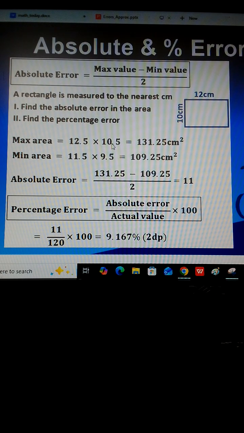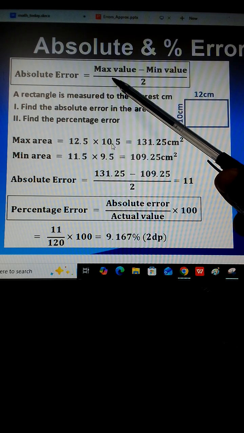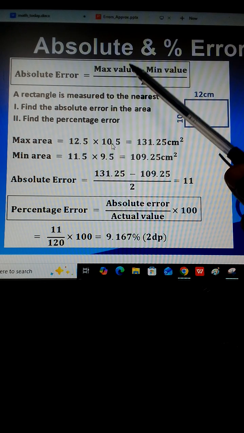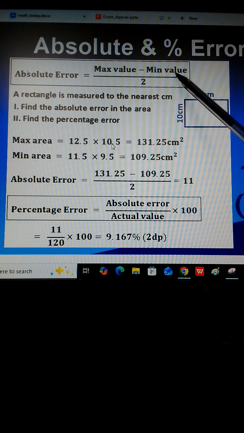Now let's see how we can get the absolute error and the percentage error. Absolute error is equal to the maximum value of whatever quantity, subtract the minimum value, then the answer you divide by 2.